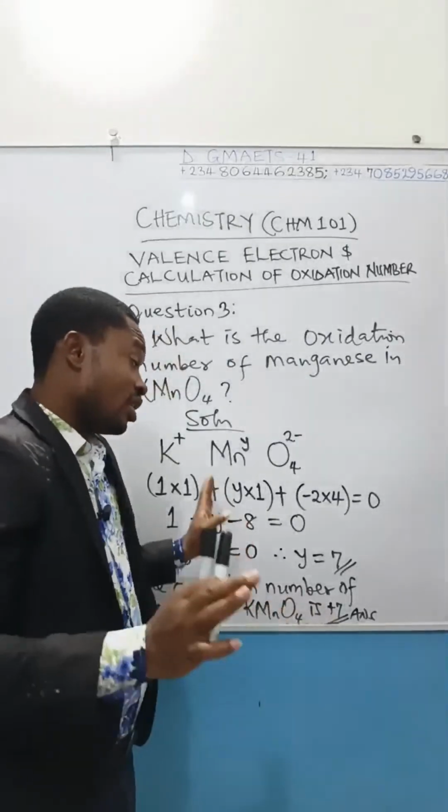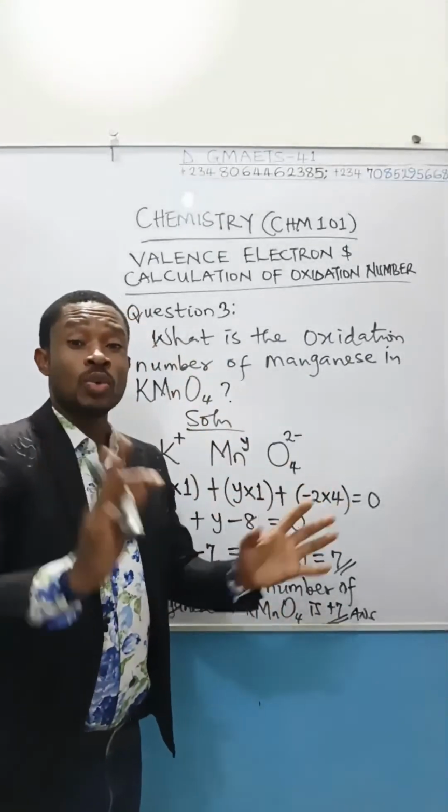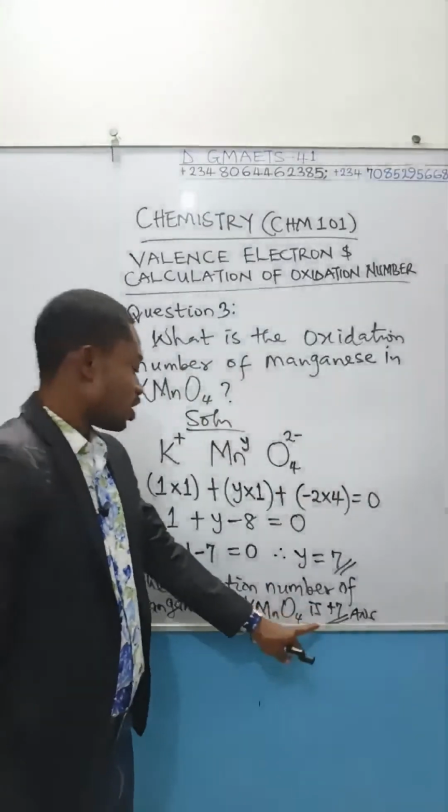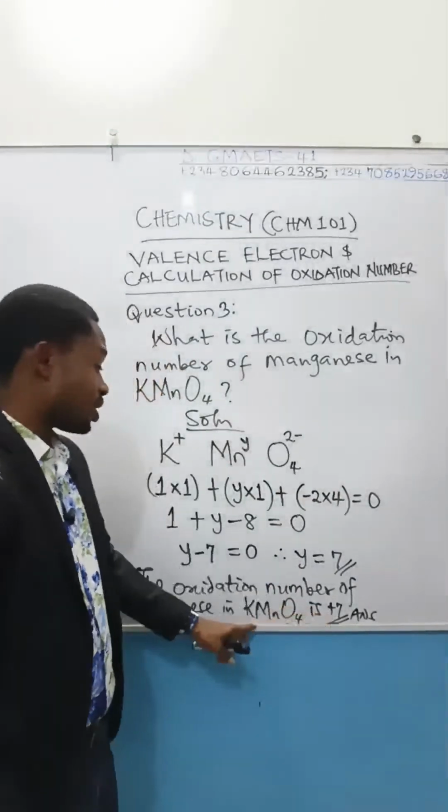If you don't like, you leave it. If you write any number on its own without any sign, it is assumed to be plus. So this is the oxidation number of manganese in this compound.